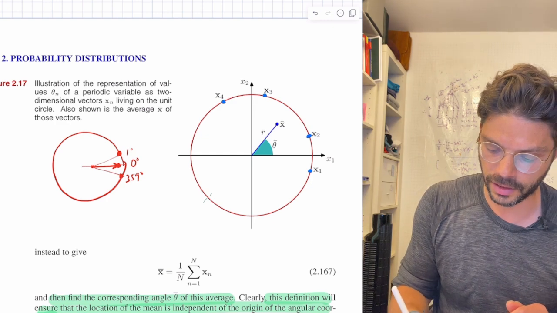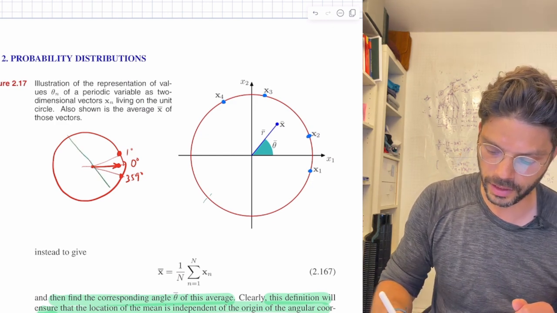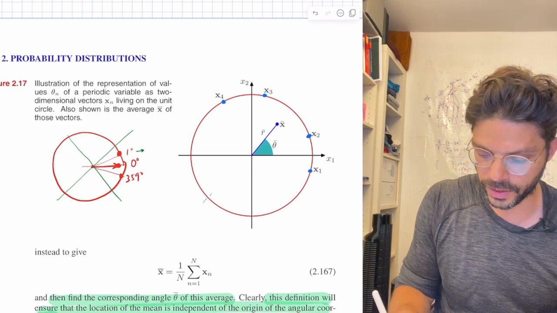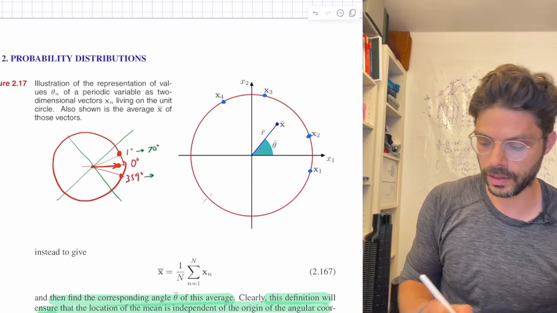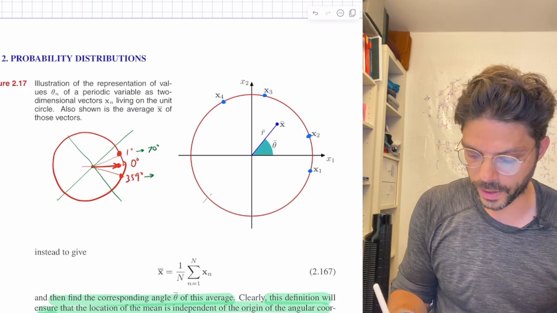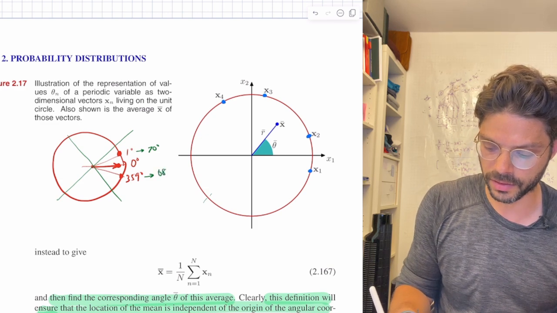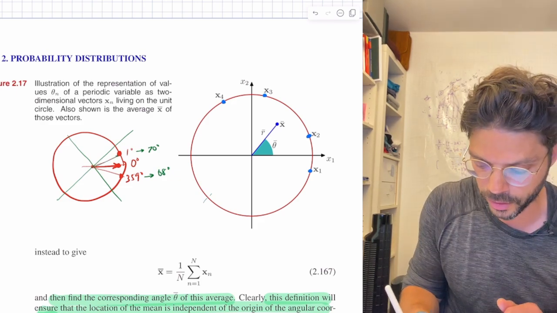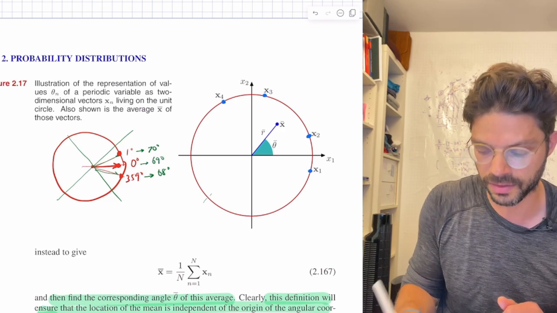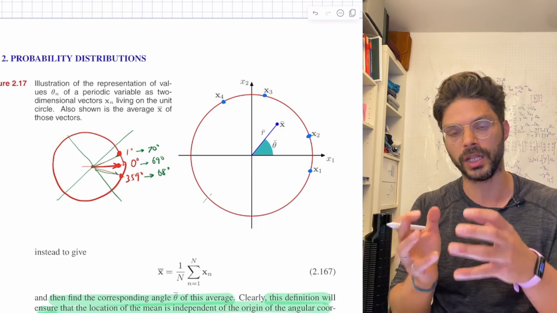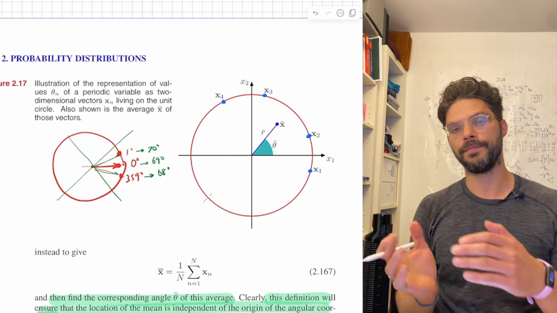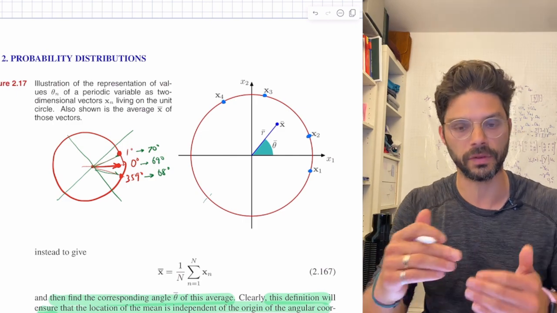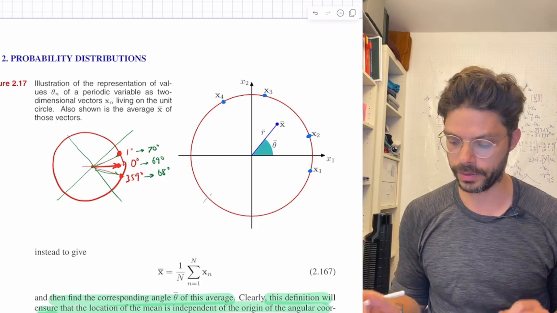So now let's say our new coordinate system is like here. This 1 degree point may become, say, 70 degrees, and the other one may become 68 degrees. But this mean will still be relative to those points, because it's just the average of them, and this will actually do the right thing and end up being 69 degrees. So the number will change, but the relative position respects the fact that these are periodic angular variables, and it changes with the shift in the coordinate system in the way that you want.